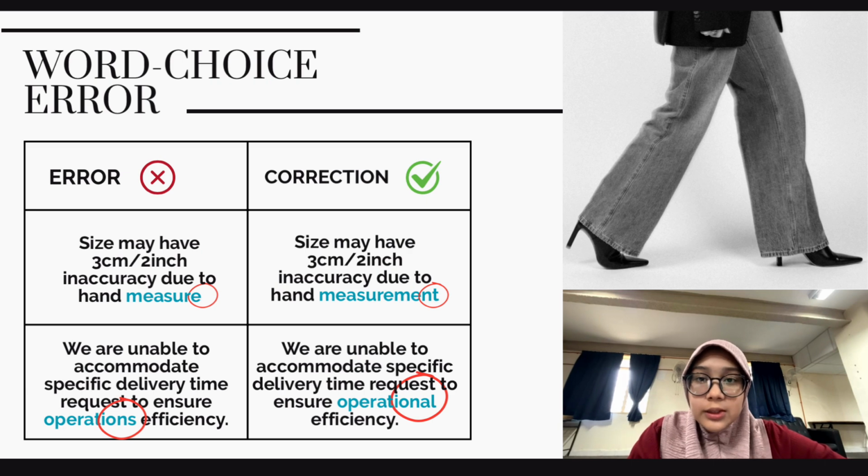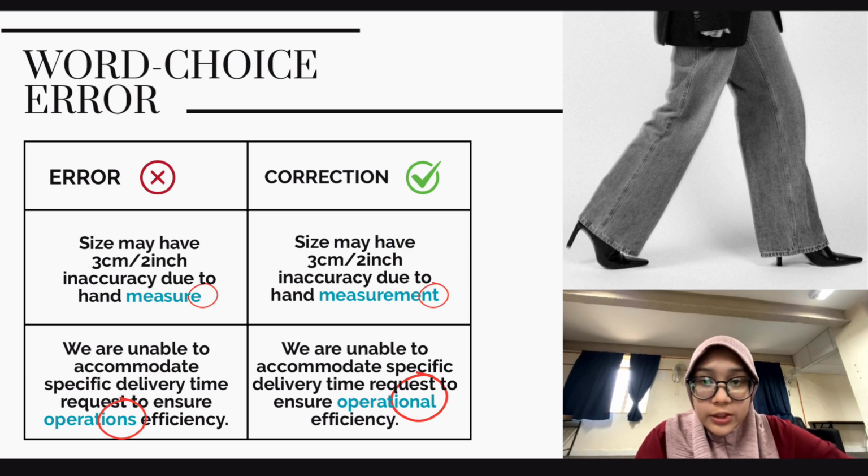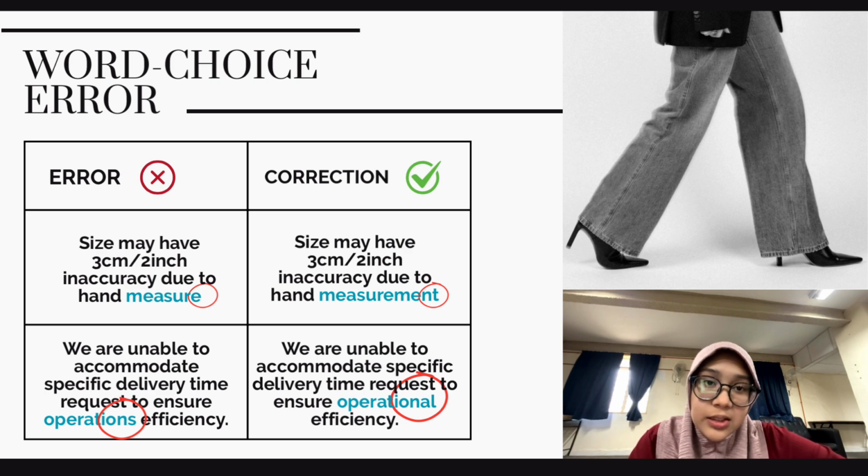Moving on to the third category, which is the word choice error. In the first sentence, "the size may have 3 cm/2 inch inaccuracy due to hand measure." The problem here is the word "measure," since the sentence is talking about the act of measuring. The correct word is "measurement." Using "measure" here doesn't convey the intended meaning and makes it sound very unnatural.